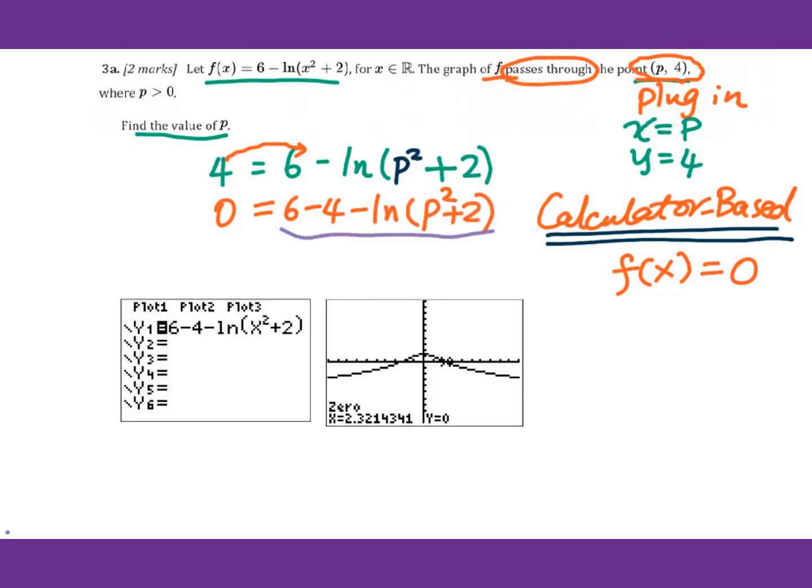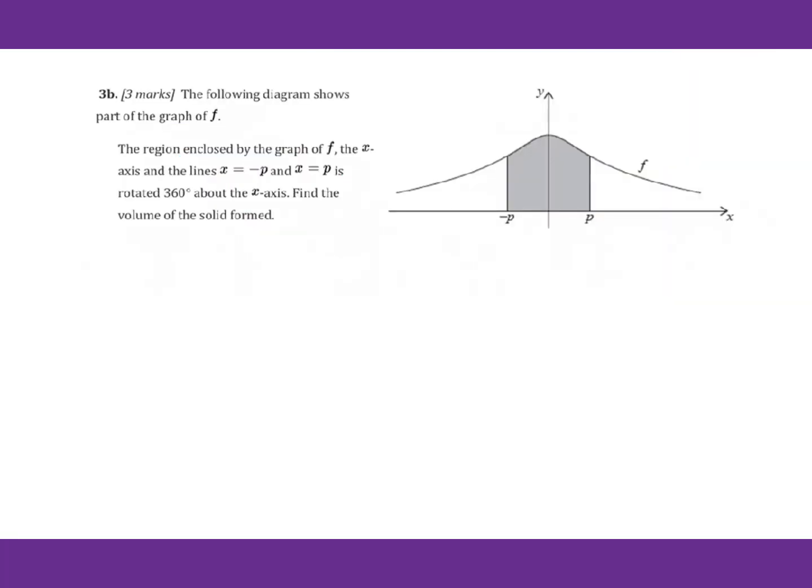So I put this into this y1. Then get the 0, that is 2.32. Because p is positive, therefore you will get p equals 2.32. Remember 3 significant digits.